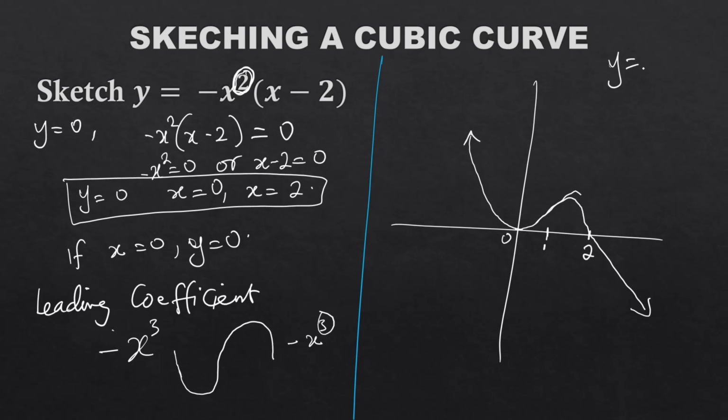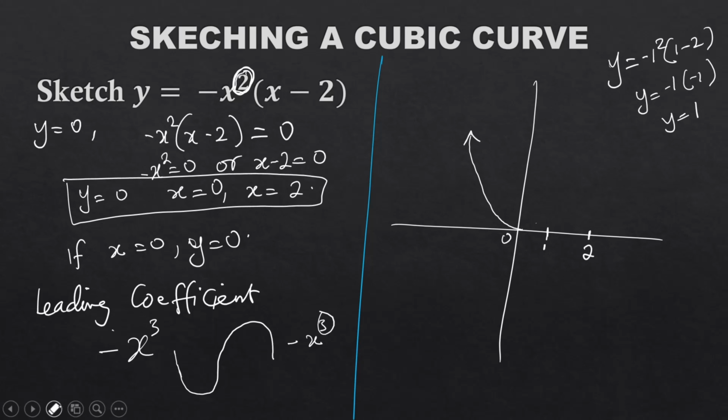What will be my value of y when x is 1? So this is minus 1 bracket 1 minus 2. So y is going to be minus 1 bracket minus 1. Therefore, y is 1. So I will remove this. So when x is 1, y is 1 here. So this will bounce off at this point, then cross and enter 2. So this is the sketch I have for you in this lesson.